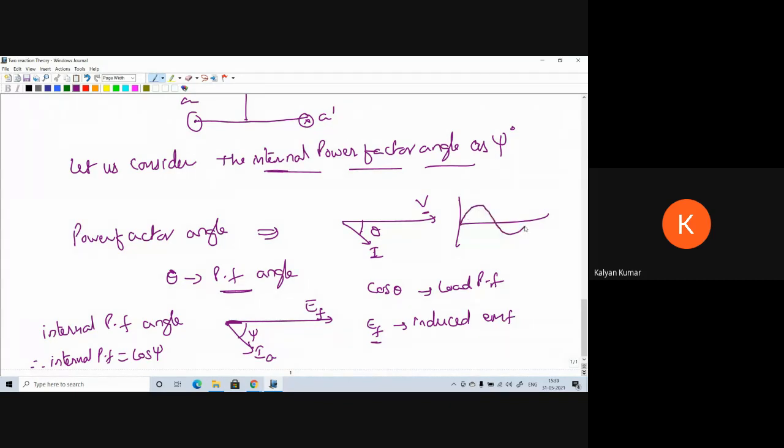Suppose this is the voltage vector, then I is lagging theta means I is going to start theta degrees late. That means I will become maximum. The maximum value of I will be attained after theta degrees from the maximum position of V.